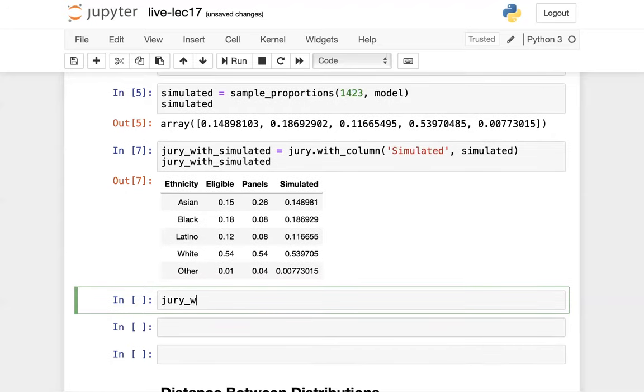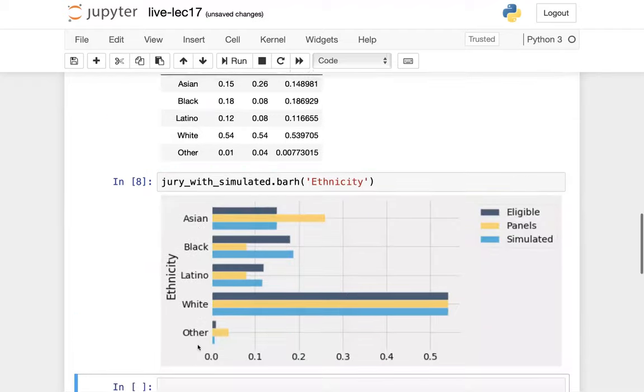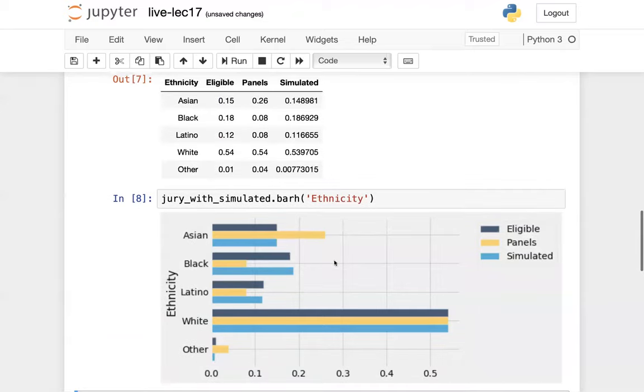Now let's actually visualize this in a bar chart, because this is categorical. So here we have a bar chart now, and we've added this new sky blue color, which has the simulated breakdown. And again, this is just one simulation.